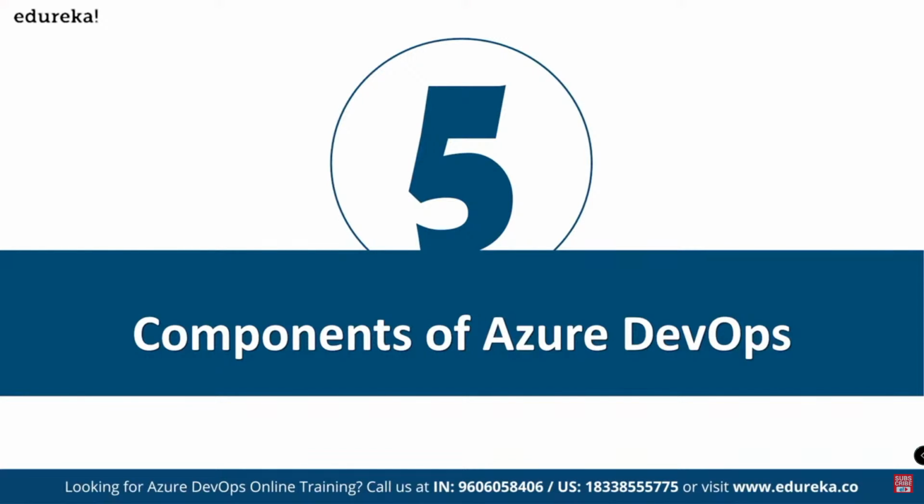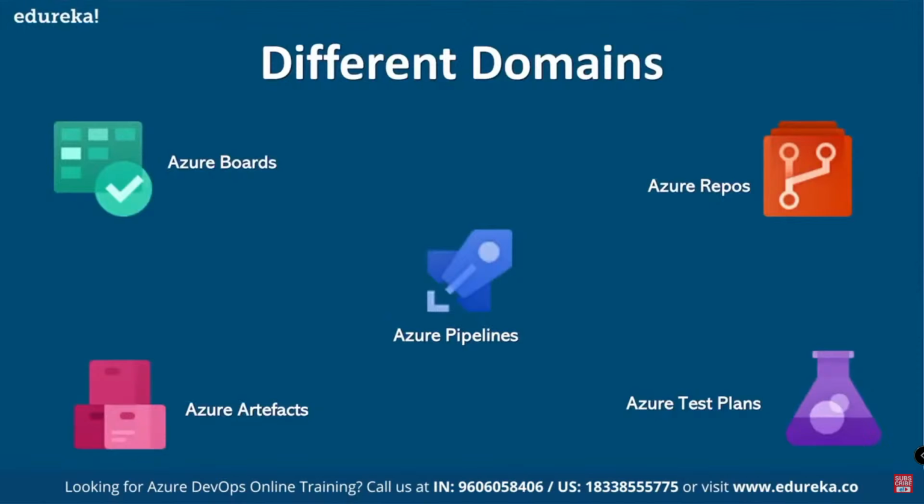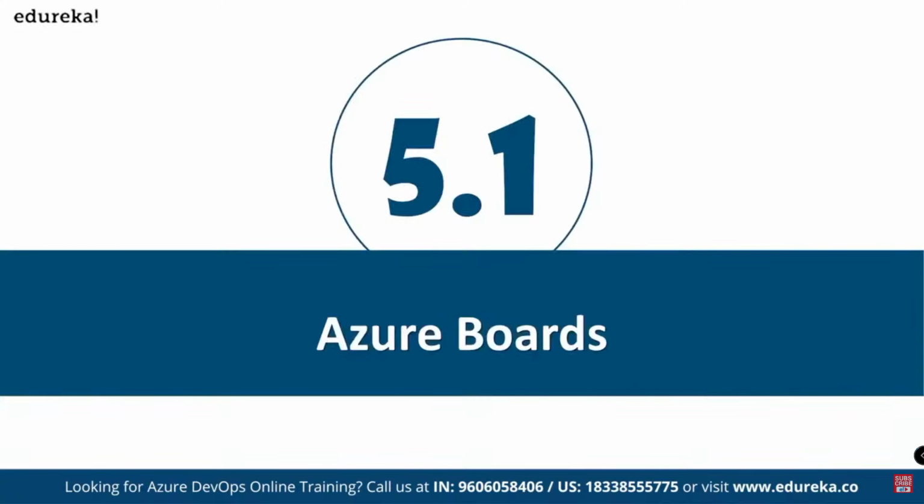So when it comes to the DevOps process, what are the different components that we have? There are different components in Azure DevOps: Azure Boards, Azure Artifacts, Azure Pipelines, Azure Repos, and Azure Test Plans. These are the multiple components which the Azure DevOps process itself provides. Let's talk about each individual concept available in Azure.